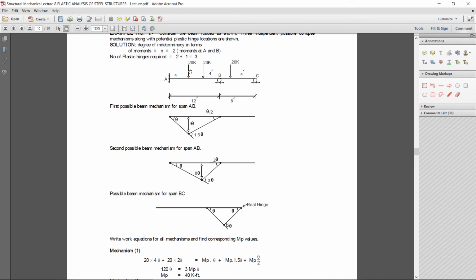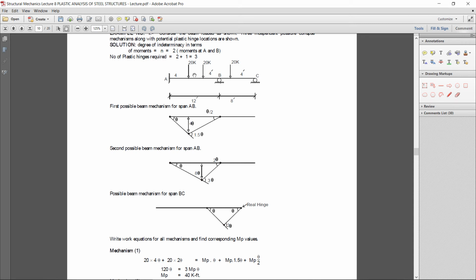First load, that is 20 k into the deformation, which is 4 theta. Now at this beam also a 20 k load is present. So to get the deformation at this location, if 4 theta is this height and the length of the beam on this side is 8, then by symmetrical triangle, what will be the height at 4 feet? Definitely that will be 2 theta. From this side, 20 into 2 theta, that is the external work done.